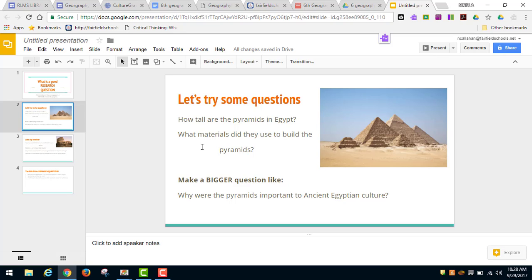The same thing with this one. What materials did the ancient Egyptians use to build the pyramids? Good question, good fact question. You'll probably need it, but the answer, which is limestone, doesn't help you write an entire essay. So you have to make the question bigger.